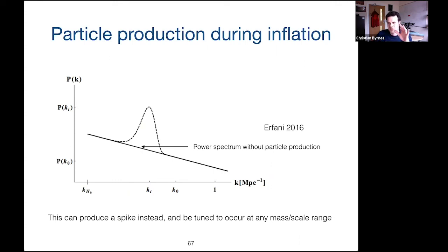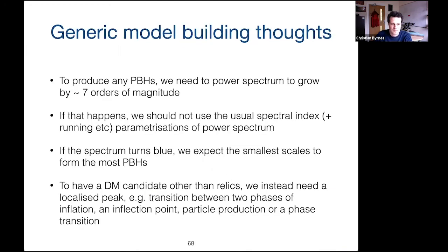But there is always some degree of tuning. This won't just happen by itself for no reason. You'll need something special to happen in order to create a peak during inflation, a large peak. So generically, we need the power spectrum to grow by about 6 or 7 orders of magnitude.